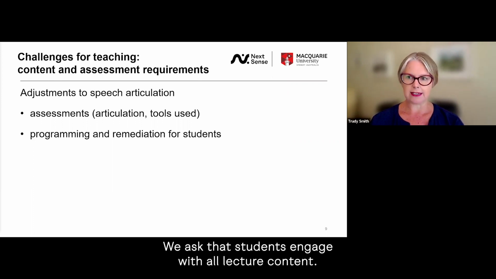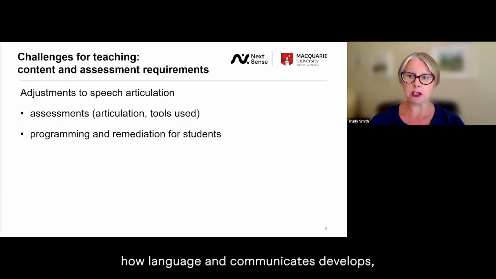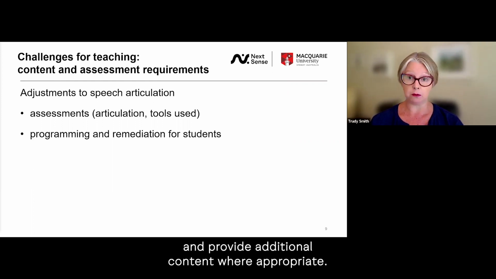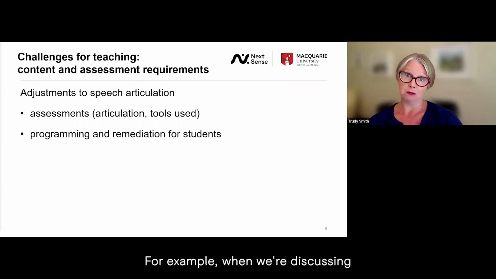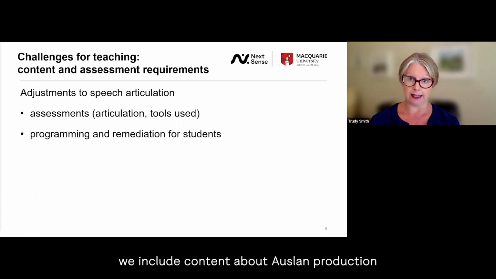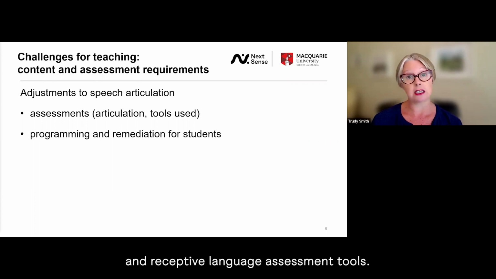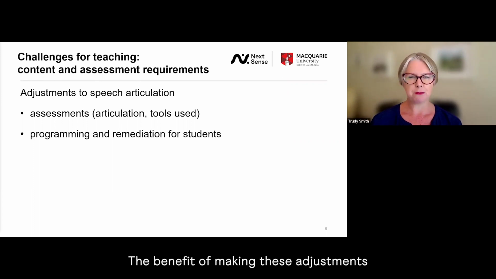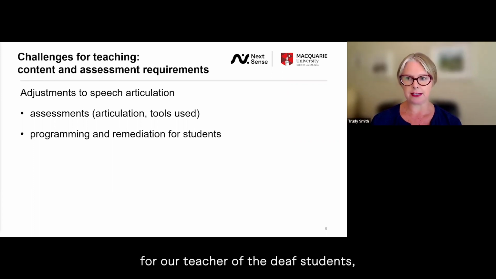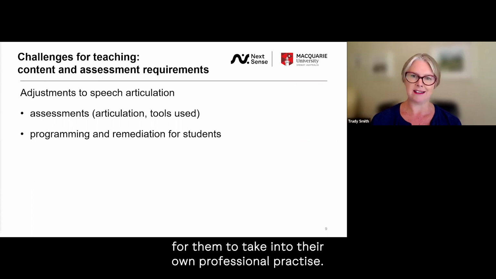We ask that students engage with all lecture content. It's important for them to understand how language and communication develops, but we will make modifications to our assessments and provide additional content where appropriate. For example, when we're discussing language assessment tools, we include content about Auslan production and receptive language assessment tools. The benefit of making these adjustments is that we're modelling best practice for our teacher of the deaf students for them to take into their own professional practice.